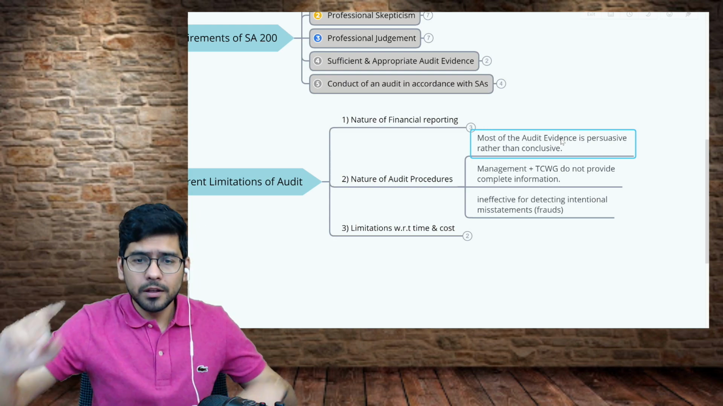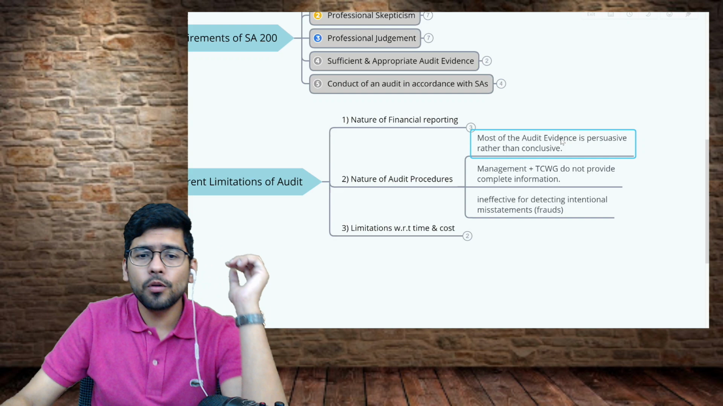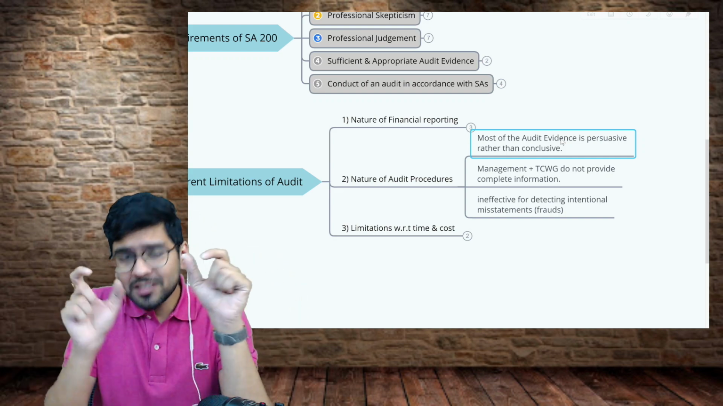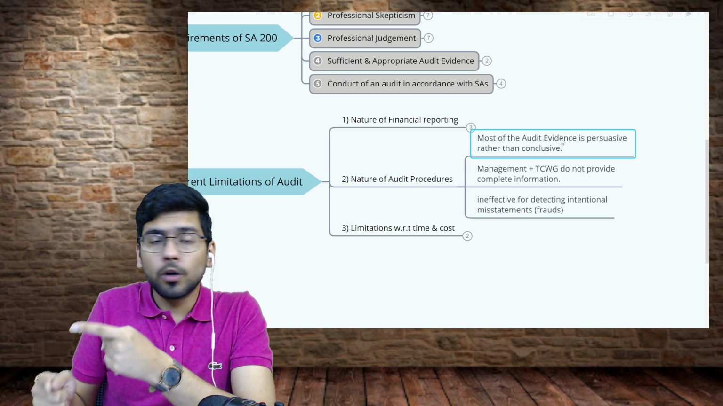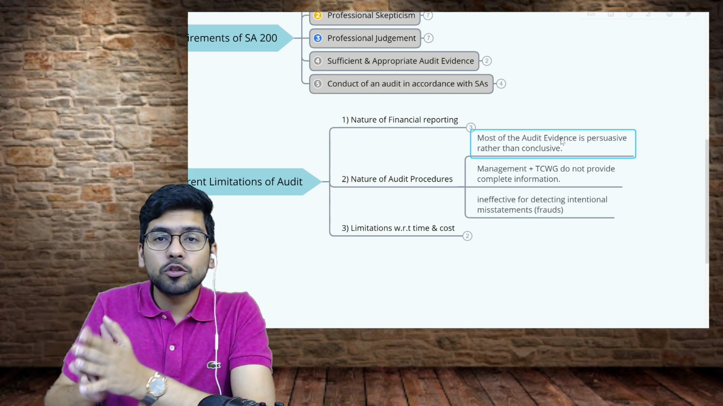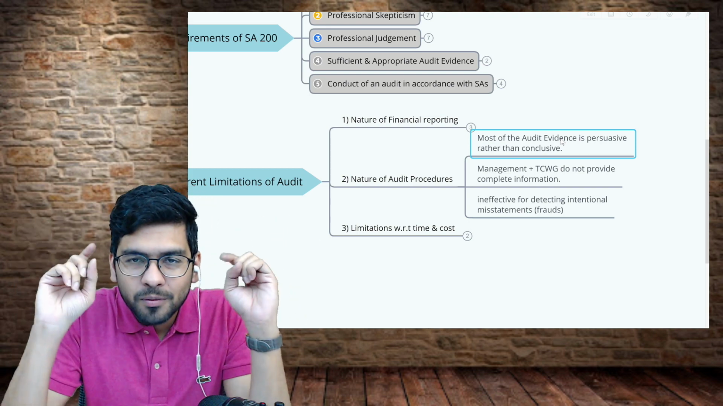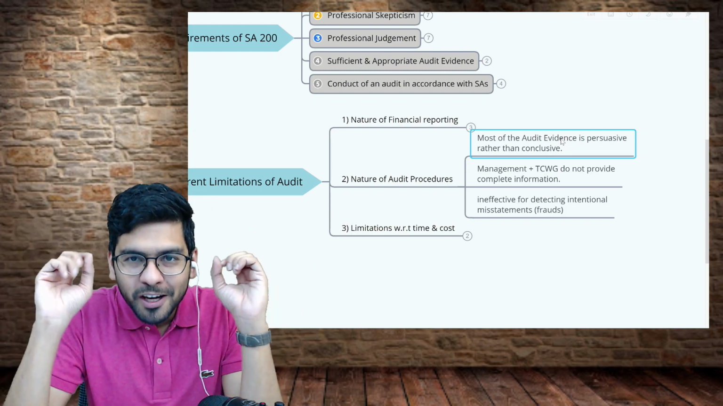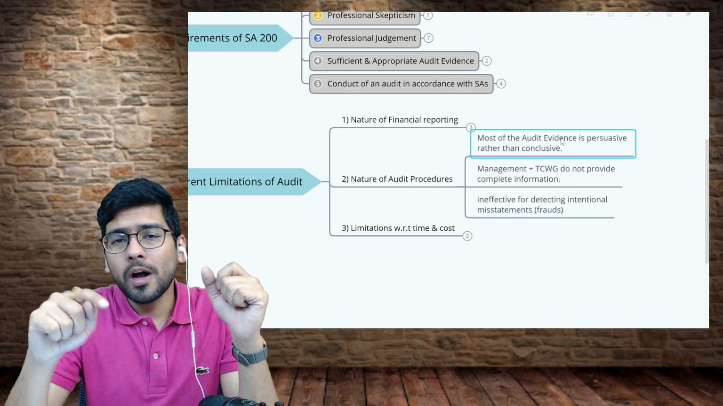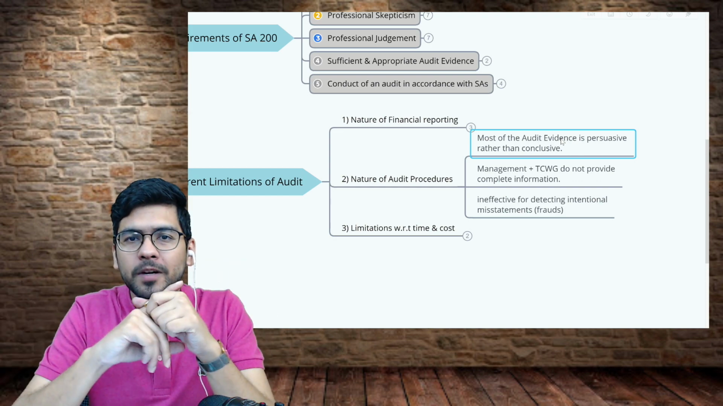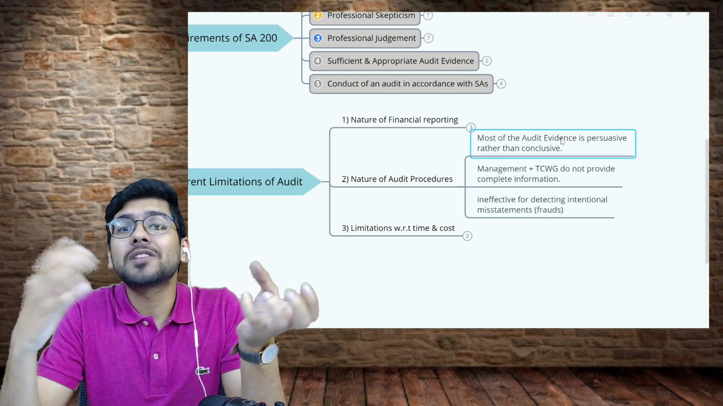Now, when I see this transaction which has happened at the year end, and that too of very high volume, my professional skepticism should be switched on. It should automatically be on, right? So now I'm going to ask more questions to the management. I'm going to ask them to substantiate the transaction.